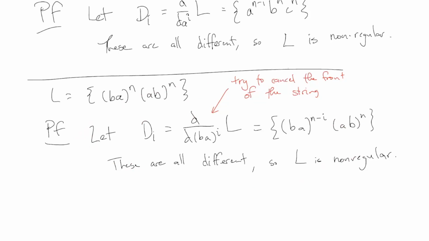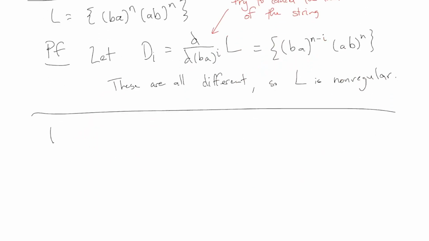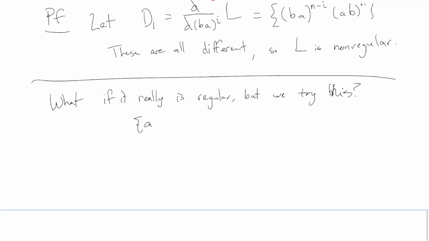What happens if you try to do that? What if it really is regular? That's what I'm trying to ask. What if it really is regular, but we try the same thing? For example, this language, a to the n, this actually is a regular language. Why is that regular? It's because, here's a DFA for it.